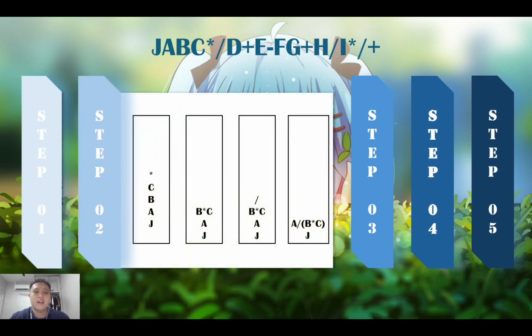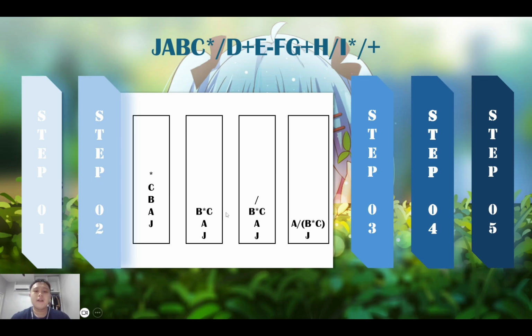And then we meet the opcode, a multiply, and it will become JABC multiply, right? Now you have to know that if you meet two operands with one opcode, you have to put the opcode between the two operands, which is J, A, B multiply C. Just put the opcode between the two operands.